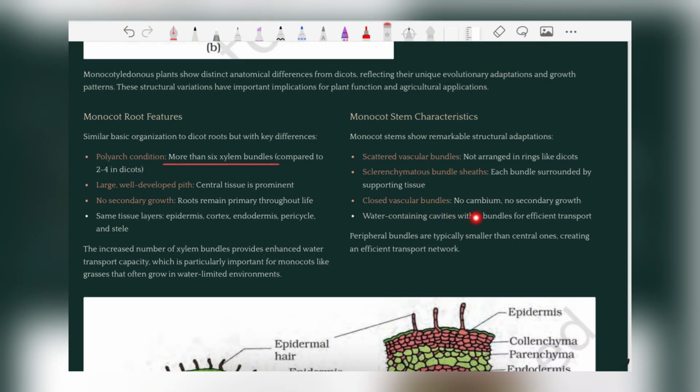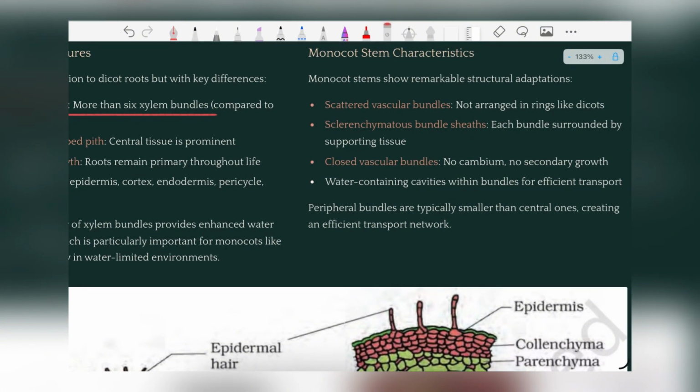Water containing cavities within bundles for efficient transport. Peripheral bundles are typically smaller than central ones, creating an efficient transport network. So, this is very, very important.